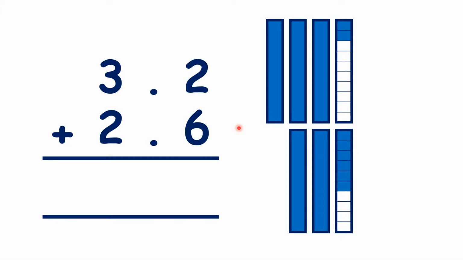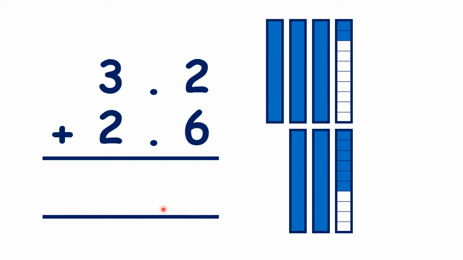We can add decimal numbers, so here we have 3.2 plus 2.6. So notice how I've set out my addition, with my units lined up, my decimal points lined up, and my tenths lined up. And over here I've drawn what we're adding. So 3.2 is 3 wholes and 2 tenths, and 2.6 is 2 wholes and 6 tenths of another.